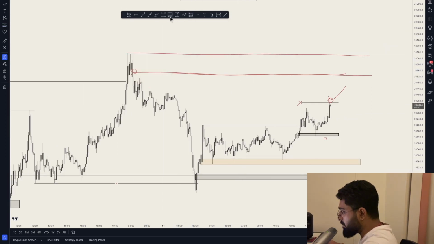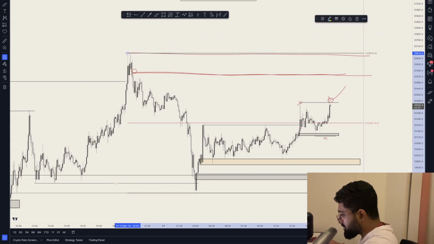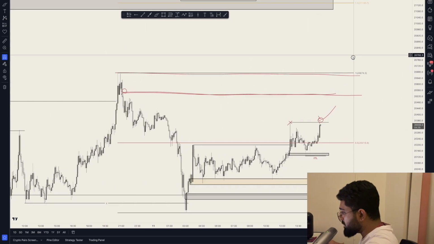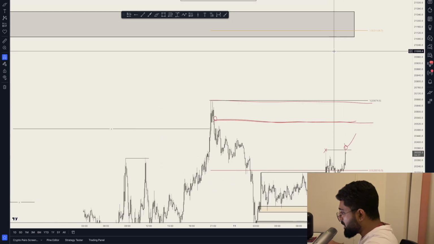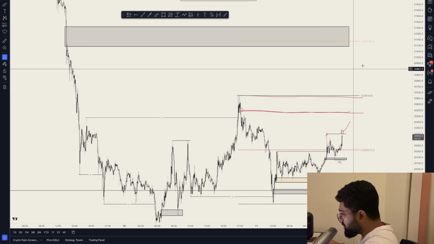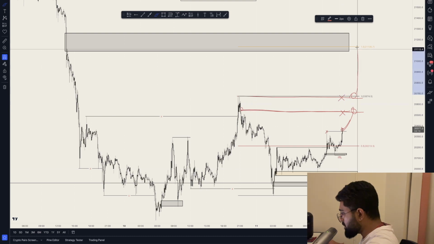Not this tool, wrong one. This one here. That's a range, your high and the low, and that's your algorithmic targets. So 1.5 is inside this fair value gap. If you're looking for a long, these can be your short term targets. Long term, this can be a good target.